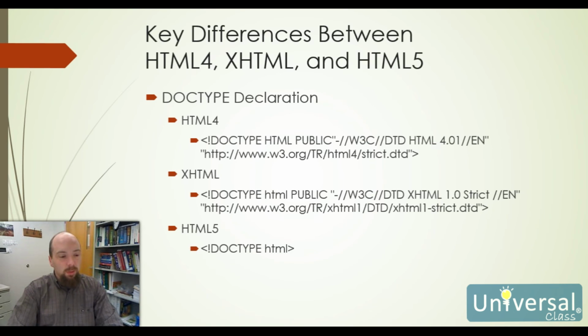Some of the key differences between HTML4, XHTML, and HTML5 are going to be the doc type declarations. In HTML4, we make a doc type declaration like this, where we actually have to specify what the DTD is. That's that document type declaration that we were talking about before. And we actually had to specify where it was located. So the World Wide Web Consortium provided the actual DTD for us, and we had to list where it was located. In XHTML, we had another DTD.